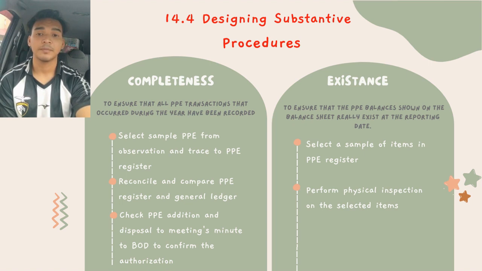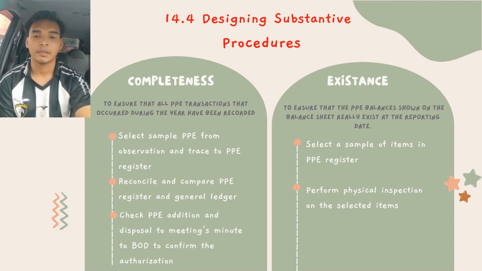Substantive procedures are intended to produce evidence that an auditor can use to support the assertion that an entity's financial record contains no material misstatement in terms of completeness, validity, and accuracy. Thus, an auditor performs substantive procedures to determine whether there are any material misstatements in accounting transactions. Now, we go with the possible substantive procedures for property, plant, and equipment.